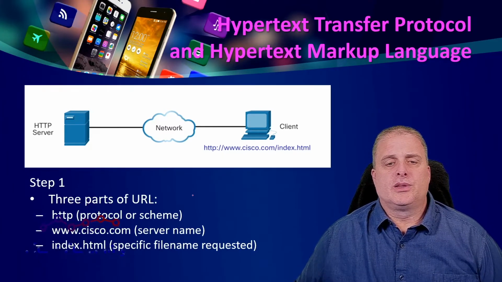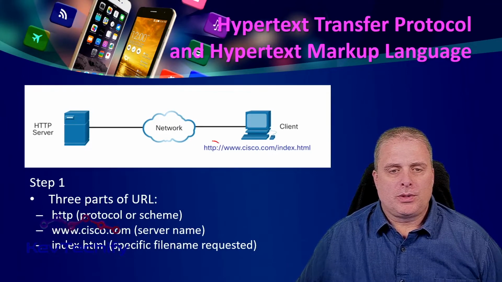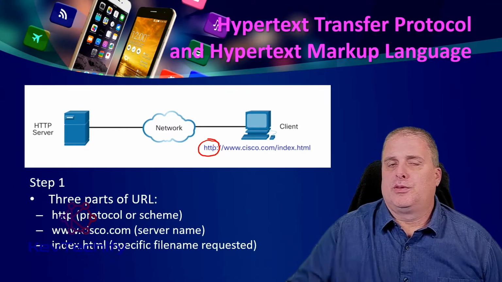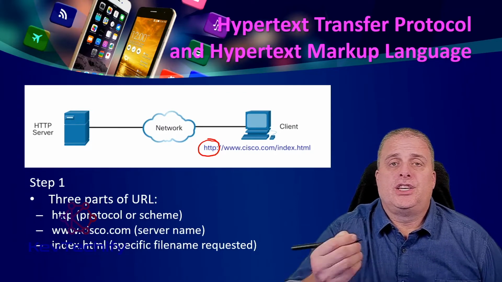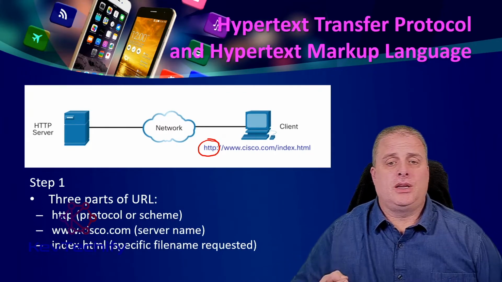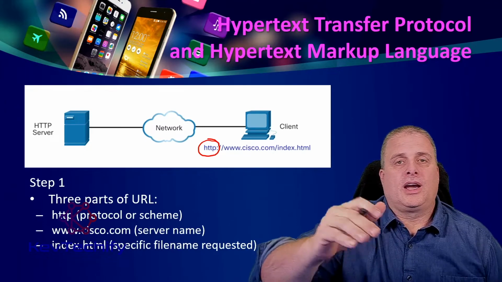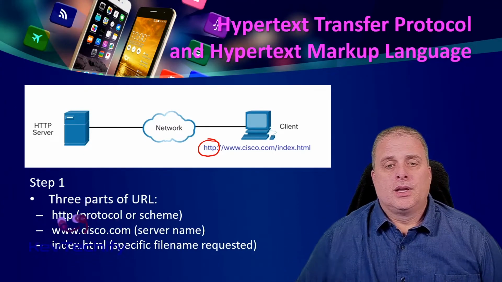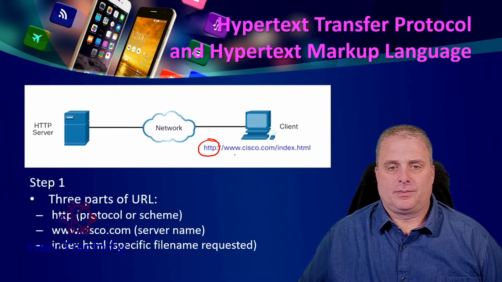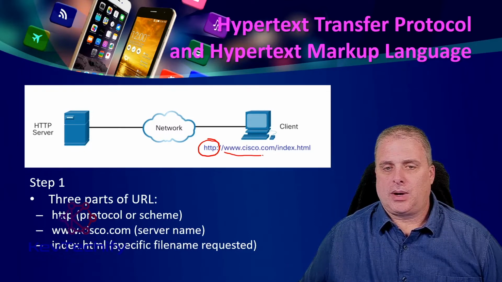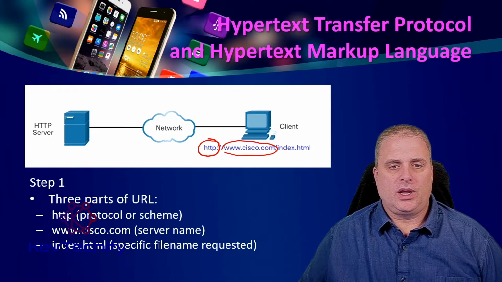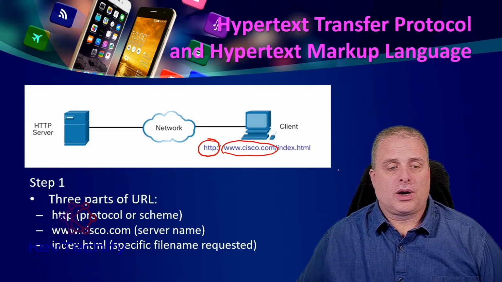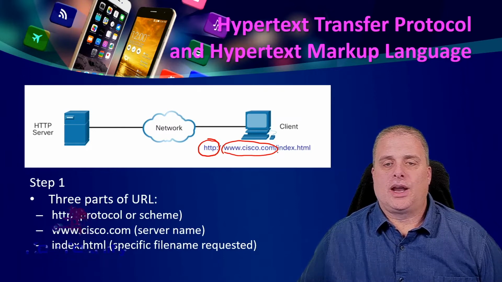The first one is the protocol or scheme. That's what's represented here by the HTTP. Now, you could have different protocols in there, HTTP, HTTPS, you could have FTP. That represents what type of communication and protocol we're using to send data. Next, we have the server name. The server name is represented by a domain name. In this example, we have www.cisco.com. And the third part here is the specific file we're asking for.